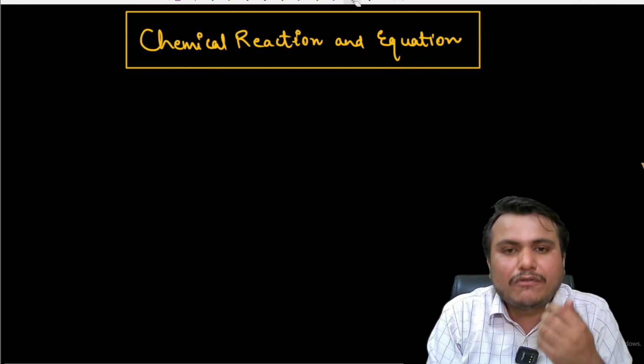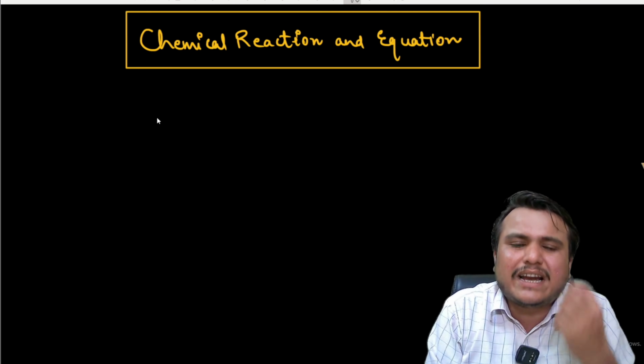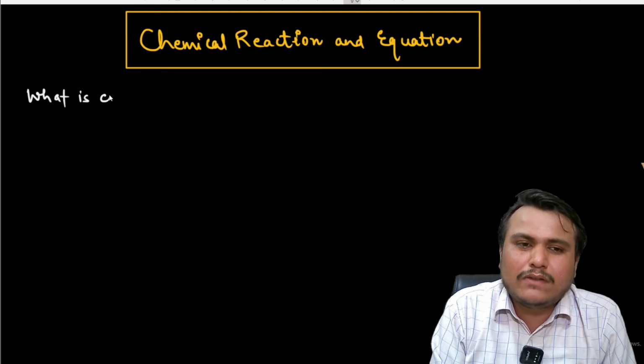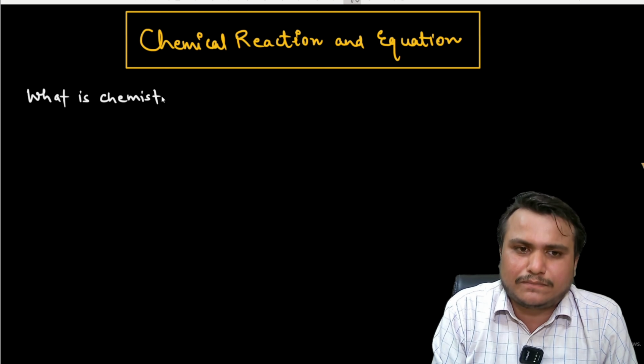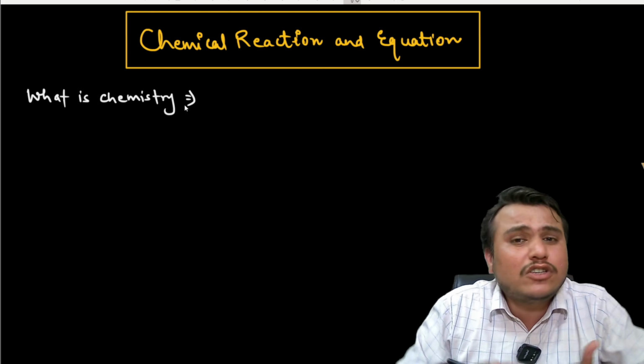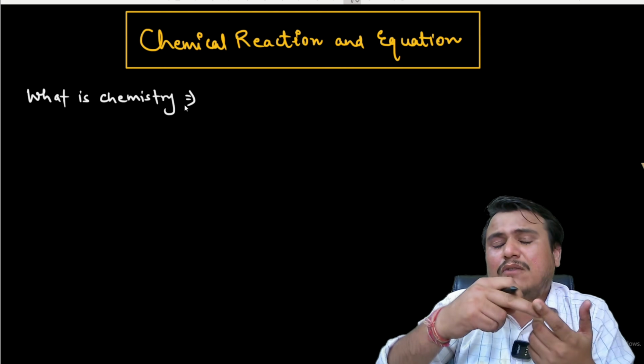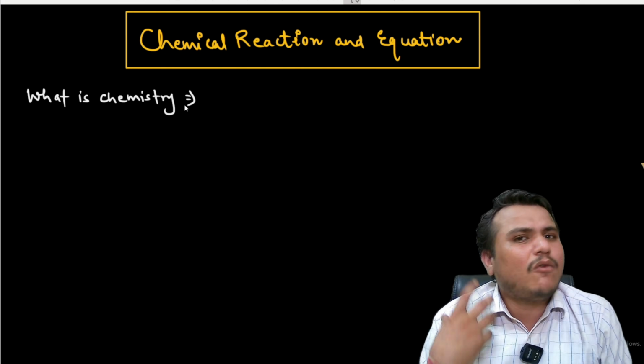But before starting the chapter, let's understand what chemistry is. Initially, what we know is that chemistry is a branch of science. Chemistry is what? It's a branch of science. So how many branches are there in science? Three branches. One is physics, one is chemistry, and one is biology. Right? And now, what is science?